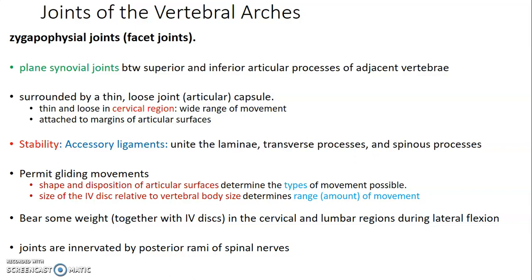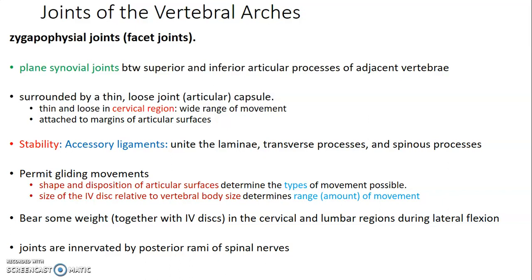So we have the zygapophyseal joints, which are the facet joints. Zygapophyseal joints are plain synovial joints formed by superior and inferior articular processes of adjacent vertebra. Like any other synovial joint, they have a capsule, and this is usually thin and loose in the cervical region to allow movement, and this capsule is attached to the margins of articular surfaces.